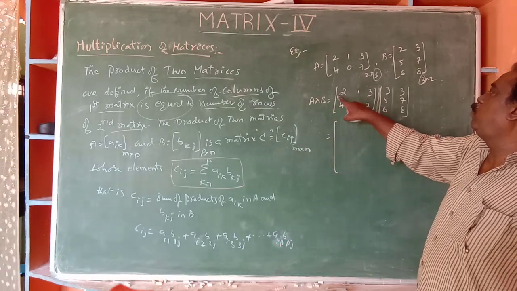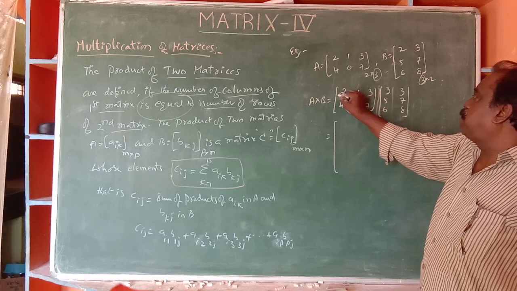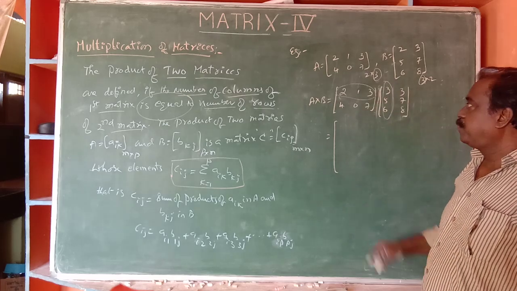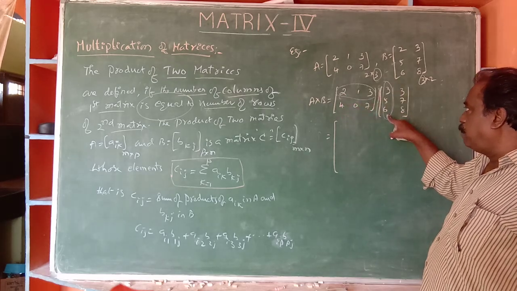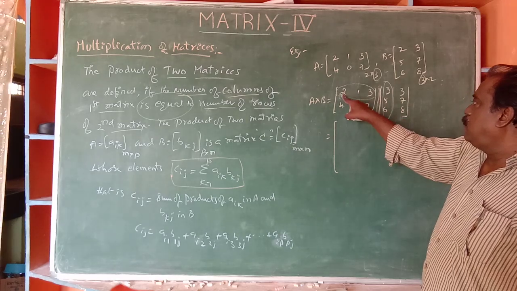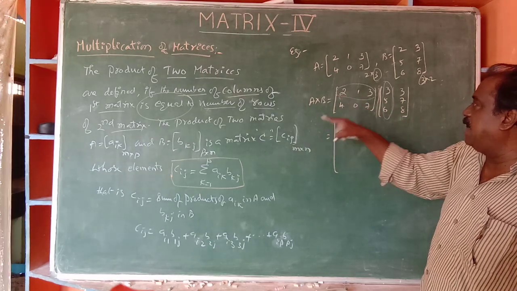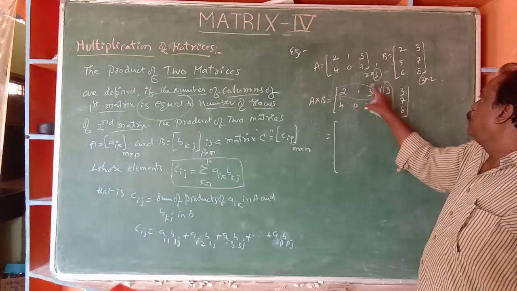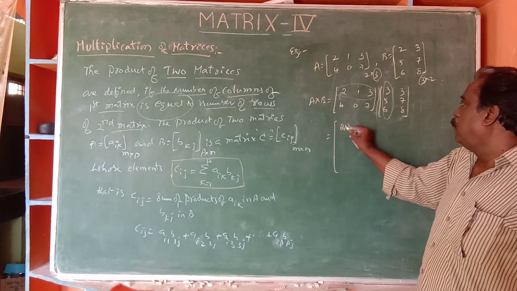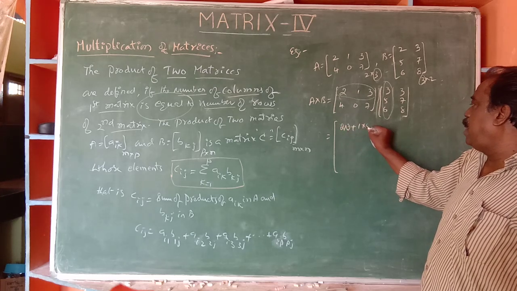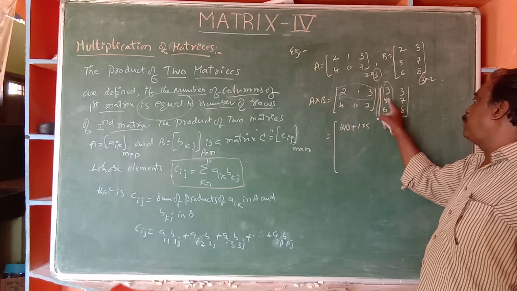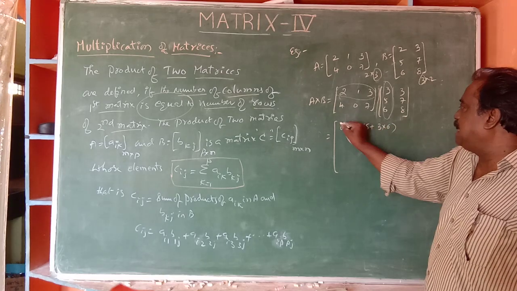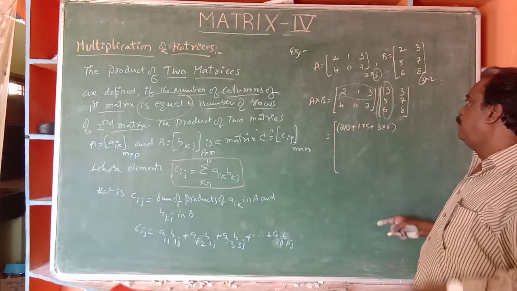You see, how do we multiply? You take the first row and the first column. Here it is A_ik, and here it is B_kj. Okay now? 2 into 3 plus 1 into 5 plus 3 into 6. This is only the first element.